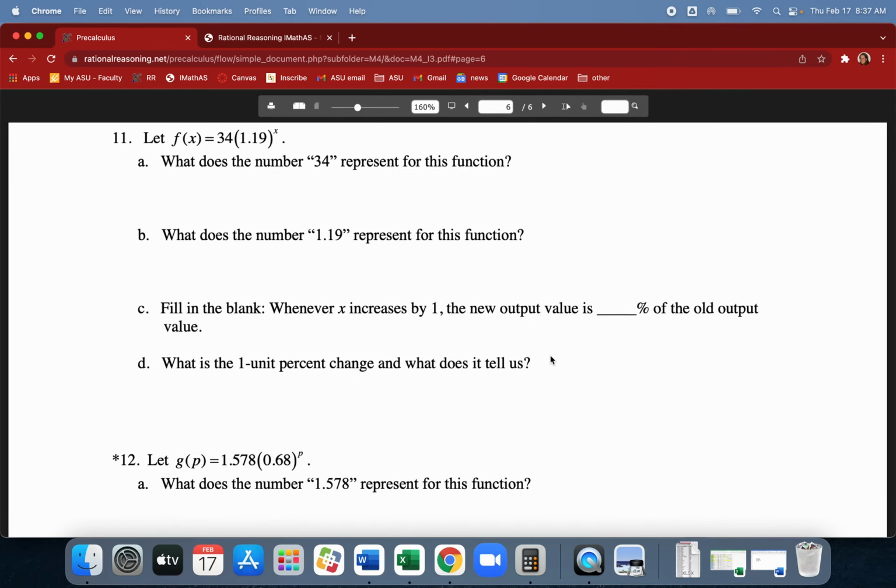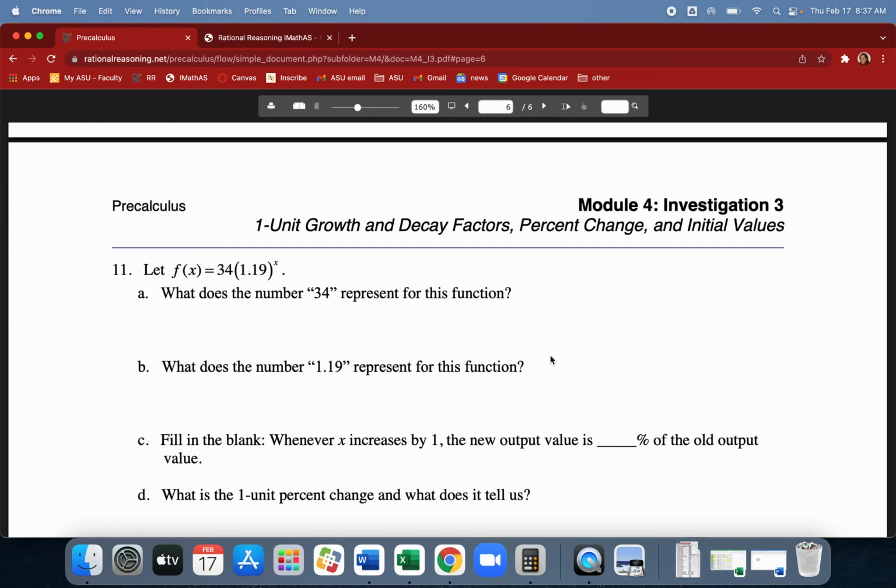No, oh, there wasn't one on here. I think it's probably in module 4, investigation 4, which I don't want to get into right now, right at the end of class. But just in terms of these, it's what your syllabus refers to as n-unit growth factors, which is slated for, I think, the beginning of next week.